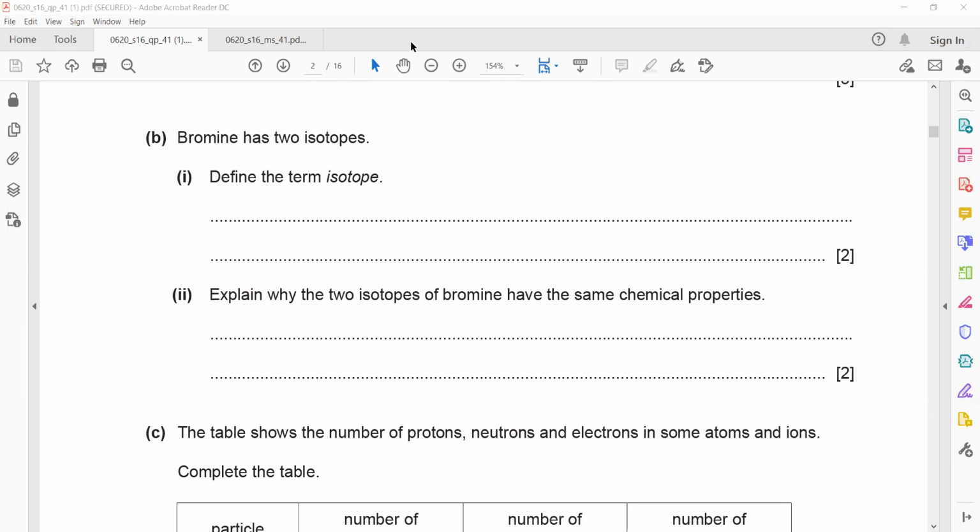Next is explain why the two isotopes of bromine have the same chemical properties. So why do the two isotopes of bromine have the same chemical properties?